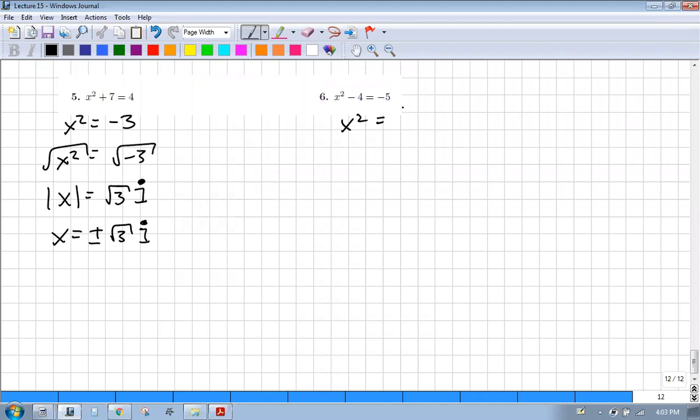Over here, if we add 4 to both sides, now we square root. The square root of negative 1 is i, exactly. So x is positive negative i.